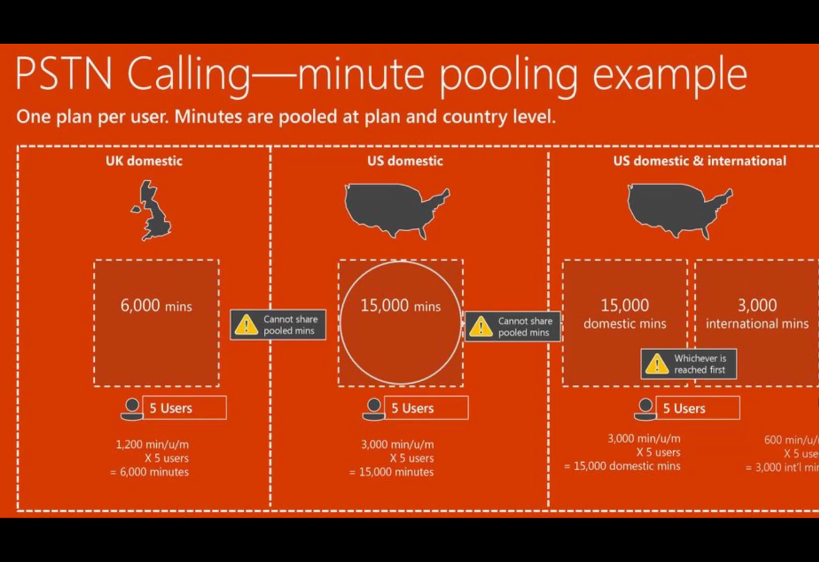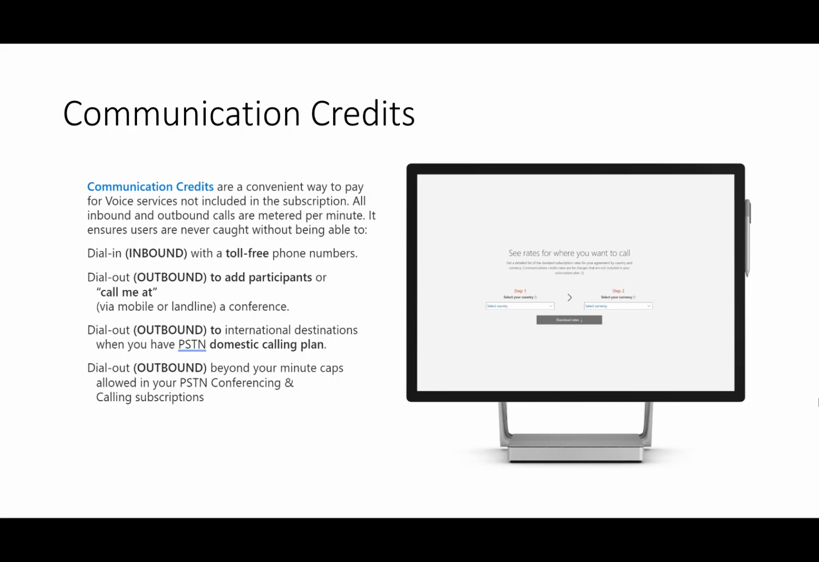So the question comes up, like, what if I exceed that amount, which is where communication credits come into play. You can think of this just as a debit against the account. You put in a certain dollar figure and you're charged at a meter per minute cost for anything over the pooled amount of minutes you have per month.